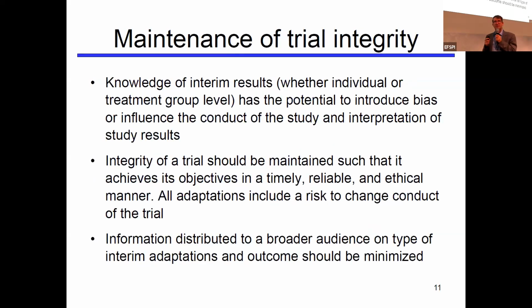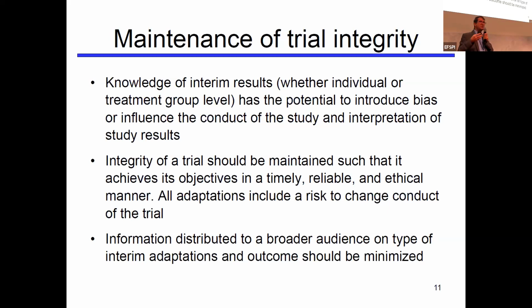Another really key point is the maintenance of trial integrity. And we have to understand that adaptive designs are more complex in this regard than designs where you don't do an interim analysis. And the knowledge of interim results, whether individual or at treatment group level, has always the potential to introduce bias and influence the conduct of the trial.